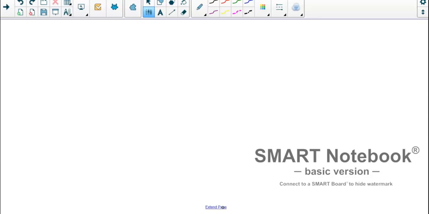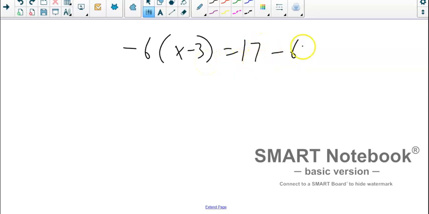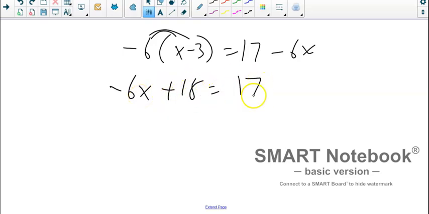Now let's step it up a little bit and do something like this. -6 times x minus 3 equals 17 minus 6x. Okay? Well, I have to distribute here. Nothing else to do because I have too much on the right side. Negative 6x plus 18 equals 17 minus 6x.